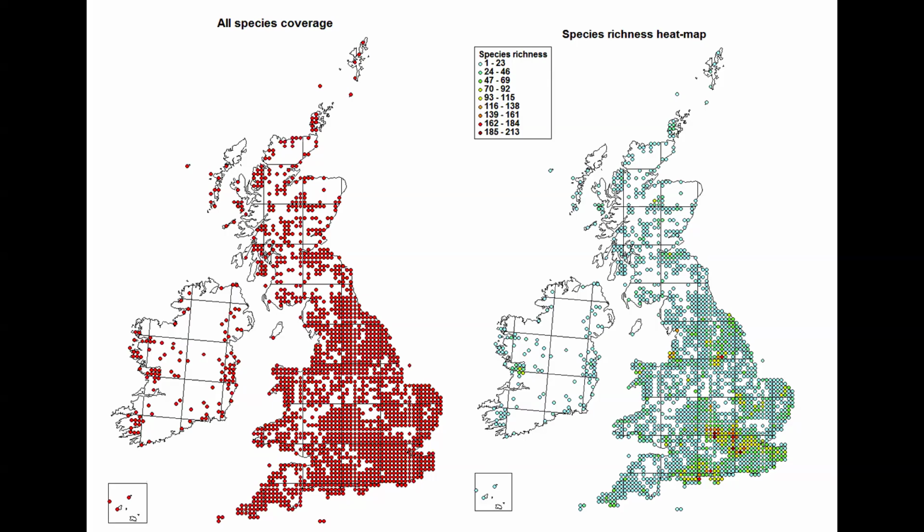And then on the right-hand side, one of these so-called heat maps where the darker and the redder the colour, the more species essentially, gives you a bit of an indication as to where the hot spots are across the country.